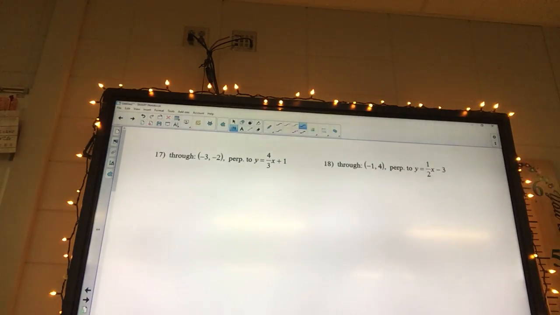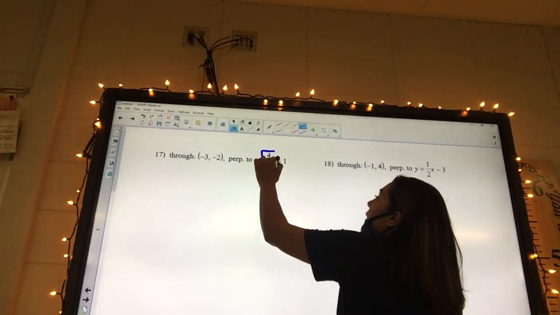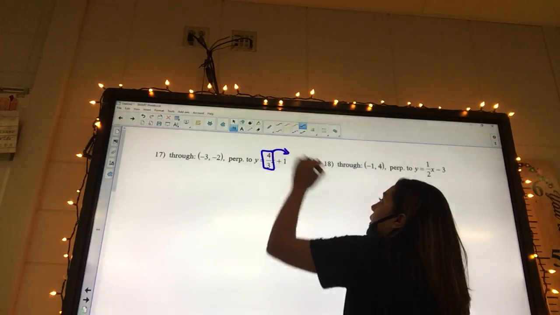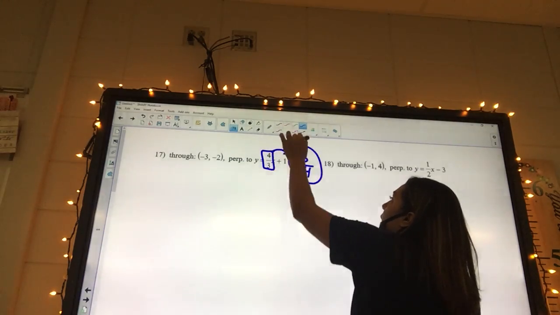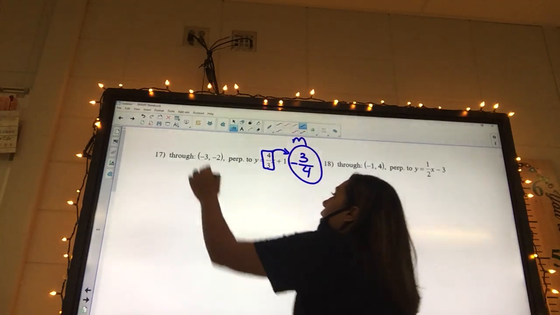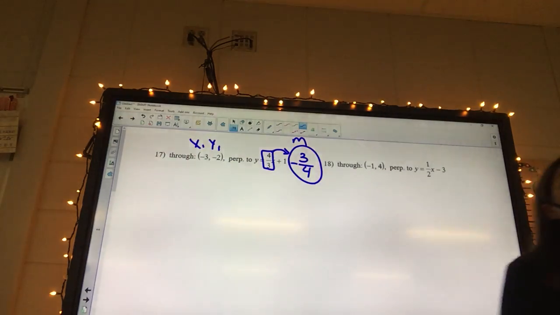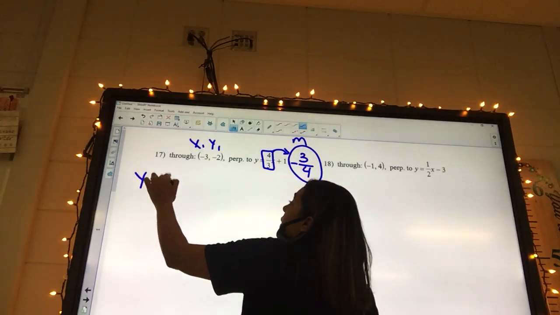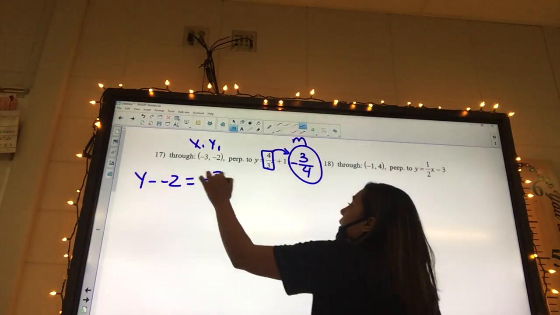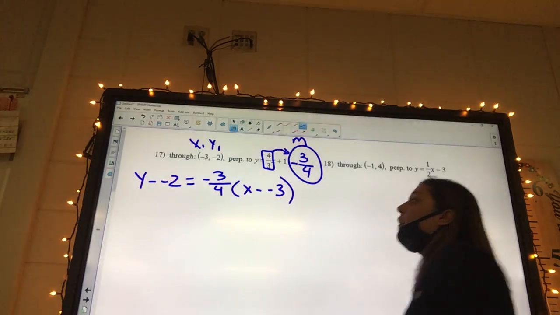I'm trying to record. Okay, perpendicular. What do we need to do with the slope? We just flip it. So what's it going to be? 3 over 4, but negative. And so this is going to be our m, negative 3 over 4. So y minus negative 2 is going to be negative 3 over 4, x minus negative 3.